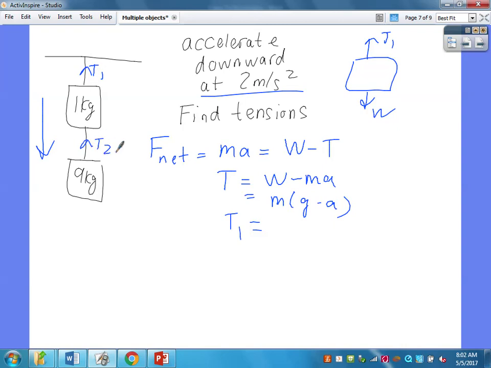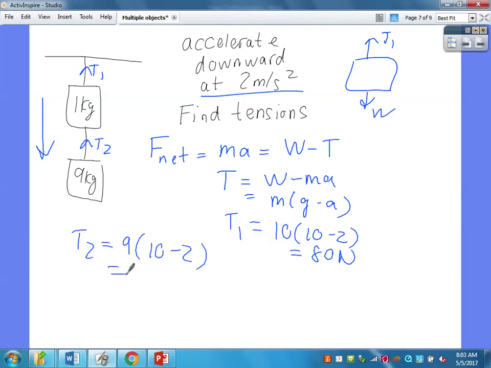T1 would be, total mass 10 times 10 minus 2 equals 80 newtons. Good, because the total weight is 100 newtons, so the tension is less. T2, this would be T2 equals 9 times 10 minus 2. That would be 72 newtons. Okay? So that's how you handle both of those.